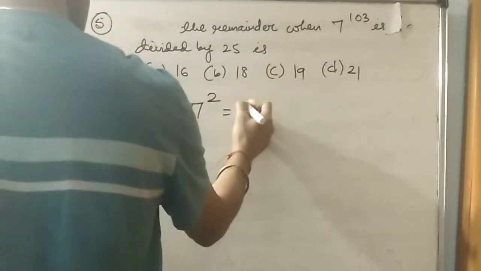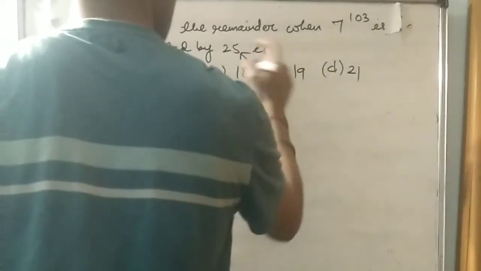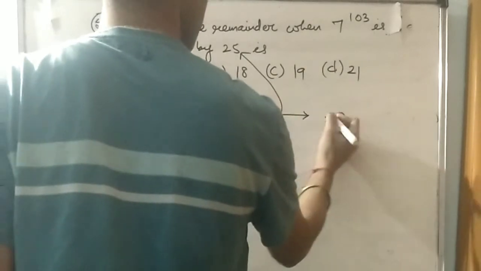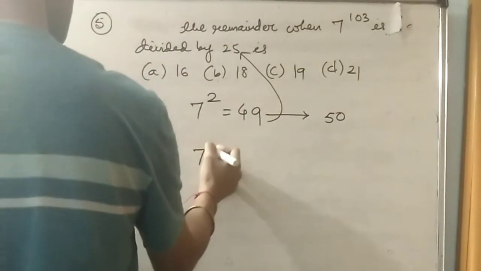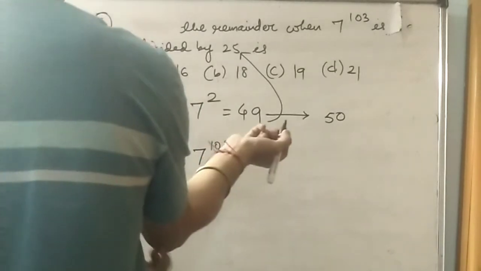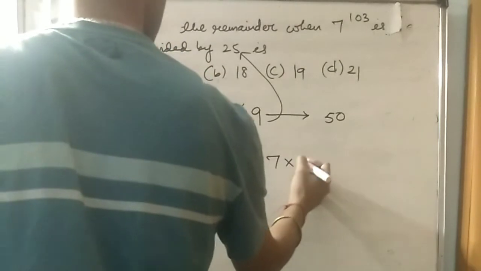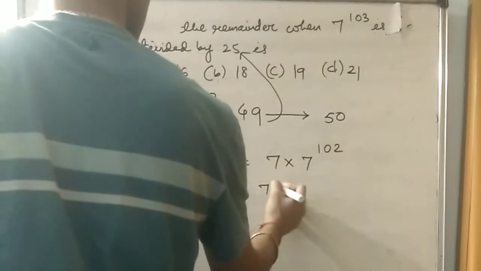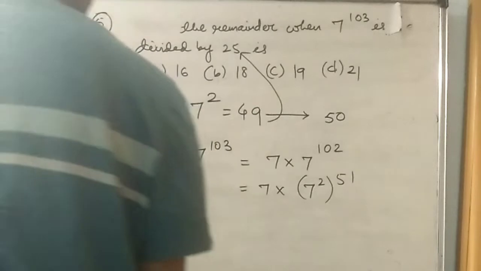We have 7 square is equal to 49. This 49 we compare to 25. The closest multiple of 25 when we compare with 49 is 50. So our target is to obtain 50. We proceed. 7 raised to 103 can be written as 7 into 7 raised to 102. That gives you 7 into 49 raised to 51.